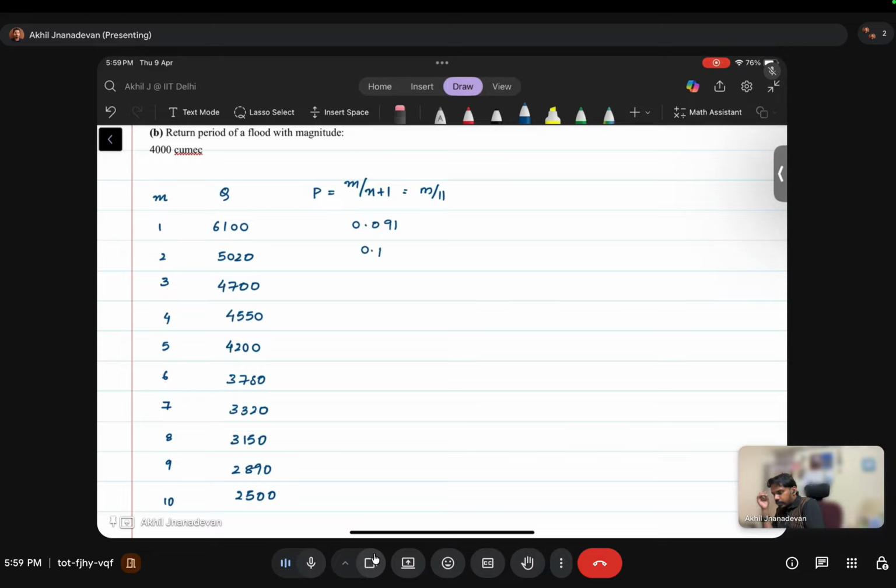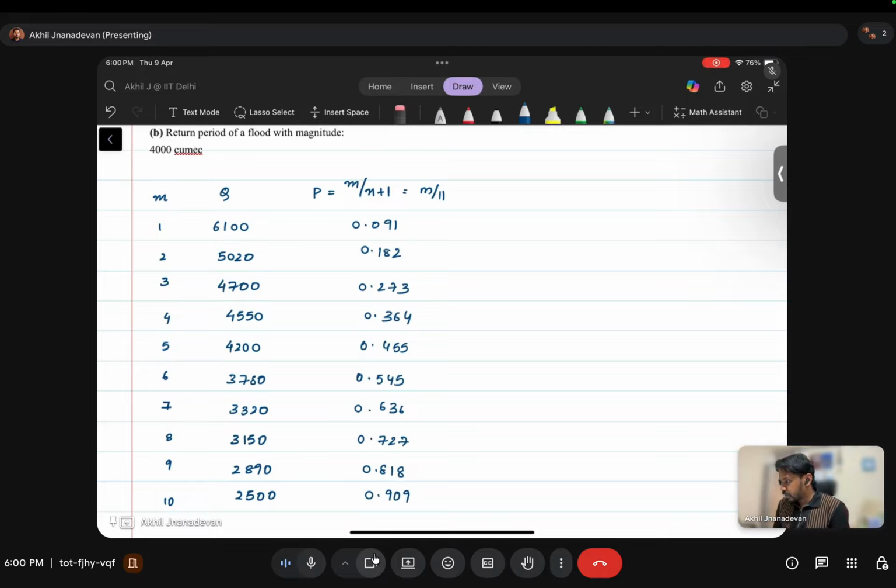That is 2 by 11, which is equal to 0.182. This is 3 by 11, that is 0.273. This is 4 by 11, that is 0.364. Similarly, we can find the other values: 0.455, 0.545, 0.636, 0.727, 0.818 and 0.909. Okay, so we got the exceedance probability.